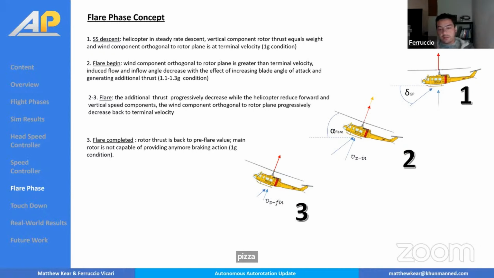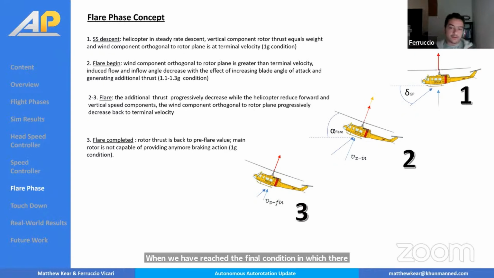When we have reached the final condition in which there is basically no possibility of braking any further the vertical descent, we are ready to switch to the touchdown phase, so level the attitude and cushion the landing. We can move to the next one.